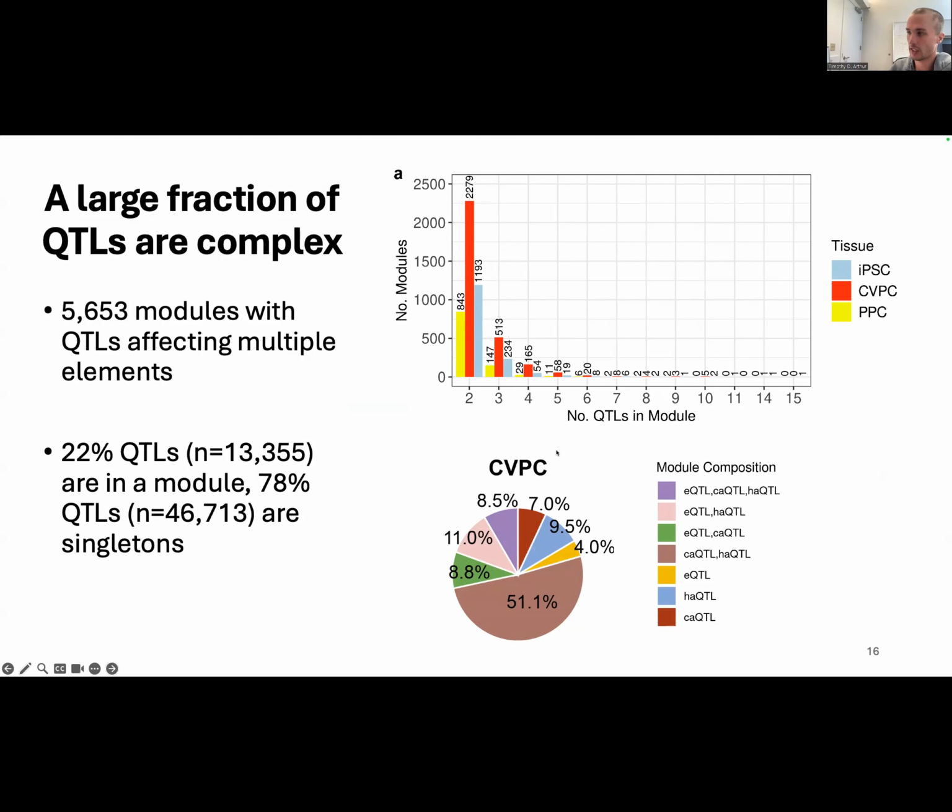Focusing just on the cardiac cells, since it's the most complete data set that we're working with, we see that 51% of the QTL modules are composed of at least one CA-QTL and one HA-QTL. And this probably supports the concordance of ChIP-seq peaks and ATAC-seq peaks, both capturing enhancers and promoters. In total, of all of the QTLs, we saw that 22% were within a module, and about 80% were singletons and only affected one molecular element.